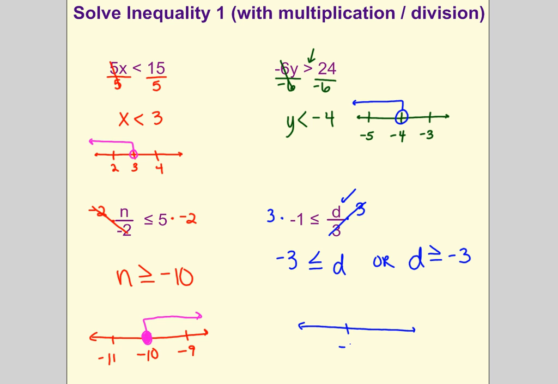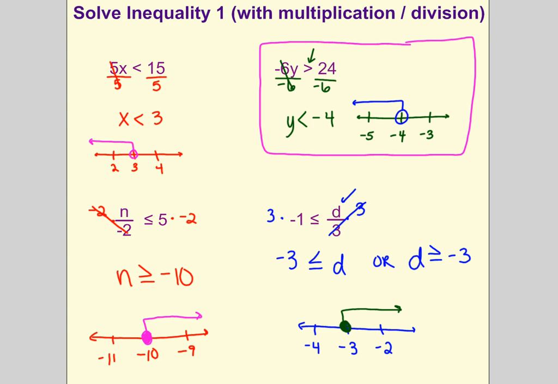On a graph, you've got negative 3 in the middle. So your negative 2, negative 4. This is a closed circle, and because d is greater than or equal to negative 3, we are shading to the right to the greater values. So look out for the two middle ones we did, where you are, this one right here, dividing both sides by a negative number will flip your inequality, and multiplying both sides by a negative number will also flip your inequality.